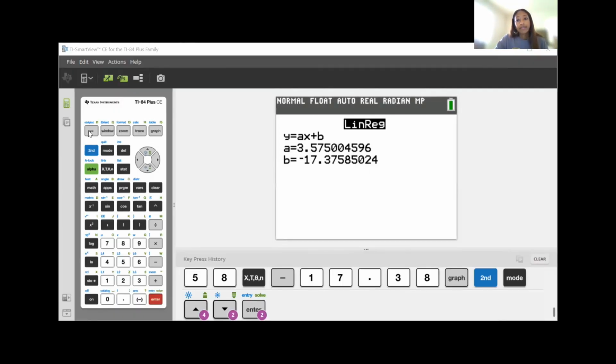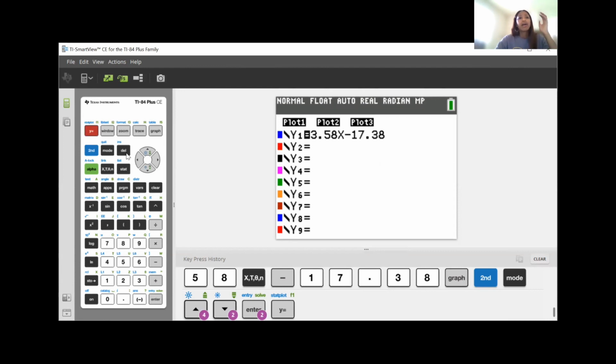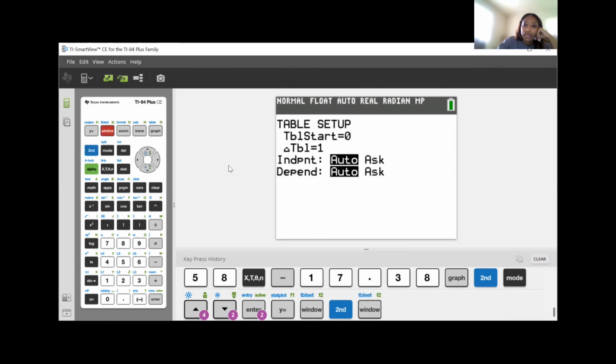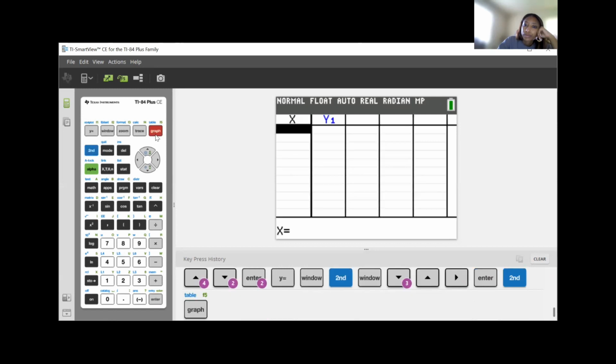Under y equals, we already have our equation. Now, if we wanted to plug in a bunch of inputs and find the outputs for this equation, we can go to table set. Press second and then window to get to table set. Change your independent variable to ask. That means we're going to plug in the inputs, and then the calculator is going to give us the output. So change it to ask, and then go to table. You see a blank table at this point. This is not the same as where we put in the lists L1 and L2. This is where we get the table associated with the equation that we just put in.